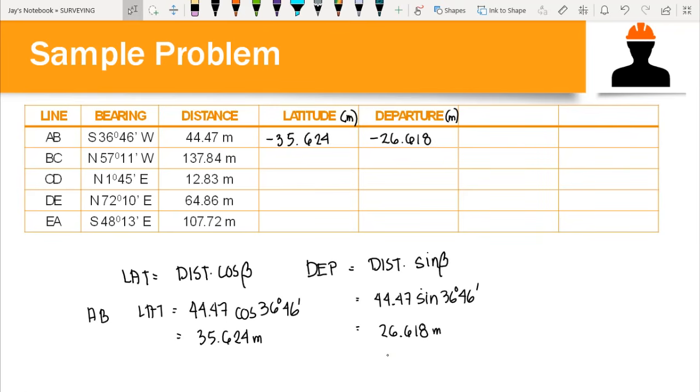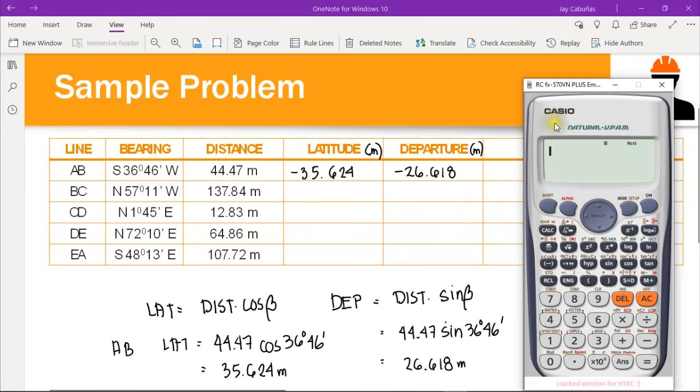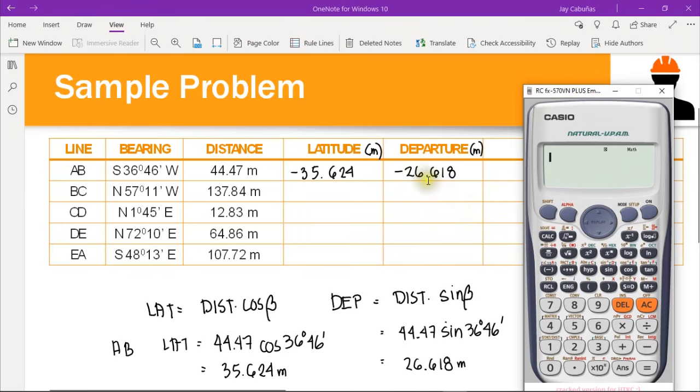So you solve latitude and departure using your calculator. But if you are using a Casio calculator, we have a calculator technique. We can apply some important features in our calculator. If you have this type of calculator, you can compute latitude and departure by just using this direct feature, which is on the minus sign of your calculator. If you are using a Casio calculator, you just click shift and then the minus sign, then we have direct here, then you write the distance. We have 44.47.